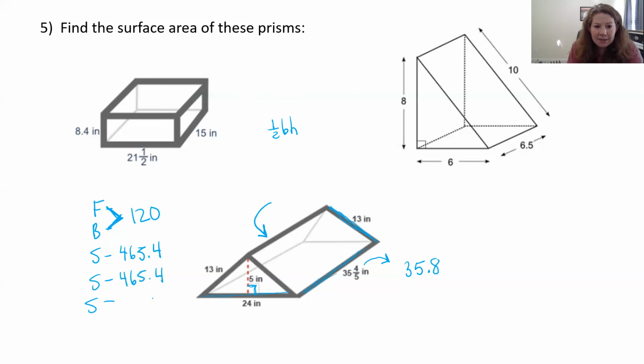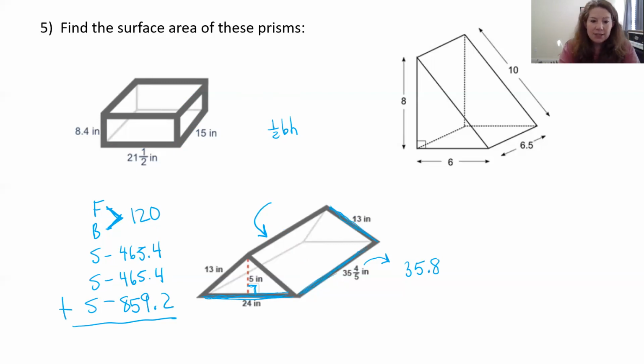And then there's a bottom of this thing, right? The bottom of this thing is 24 inches wide. And how long is it? It's 35.8 inches long. So 24 times 35.8. So on the very bottom, which I called a side, however you want to label it so you don't get confused, you just got to know there's 5 different sides of a triangular prism.